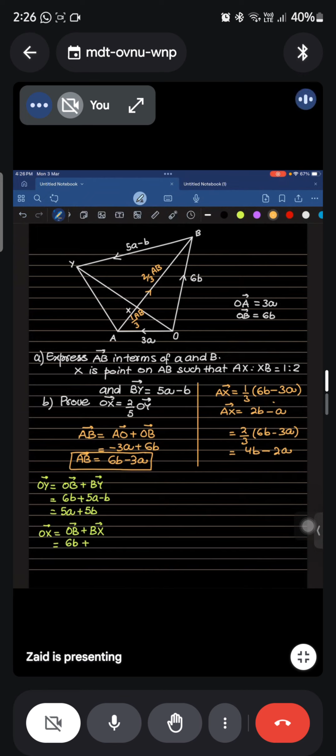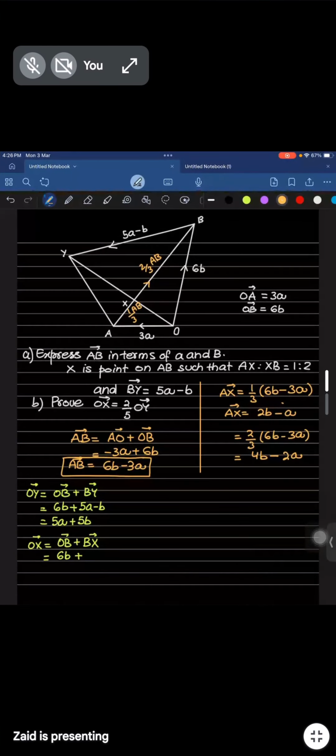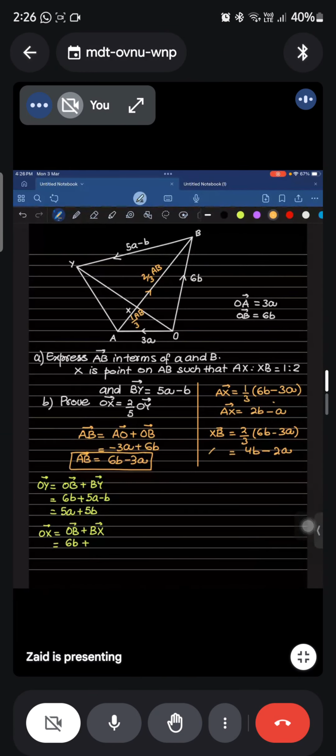I'm moving like this from A to B. So this is not BX. Yeah, it is XB. So if I'm just going to add BX, so OB upwards and then BX downwards. So reverse the signs. So it's going to be plus 2A and minus 4B. Getting 2A plus 2B. Great.